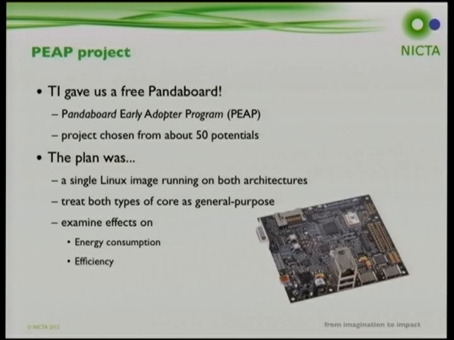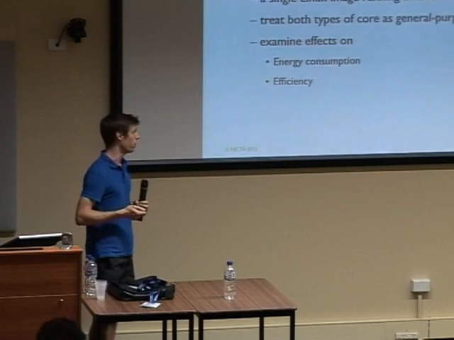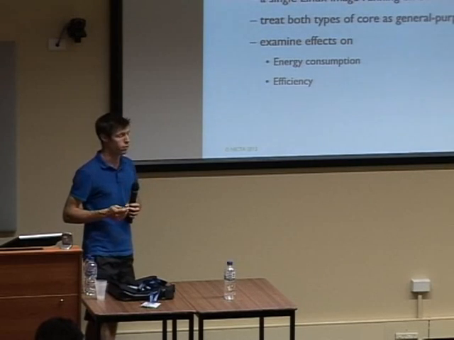The plan was to try and get Linux to be able to schedule tasks on any of the cores available. And in doing that, we would basically treat both of the cores as general purpose cores, and you could execute whatever you like on either core. And the idea was to examine the effects of offloading certain things to the small core versus the big core and look at how that affects energy consumption and efficiency.